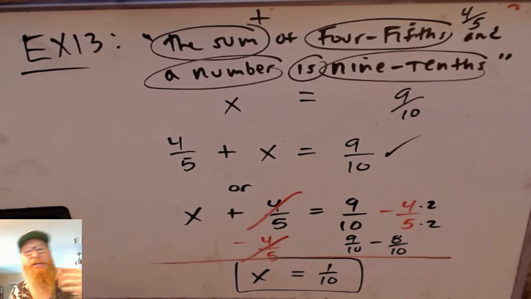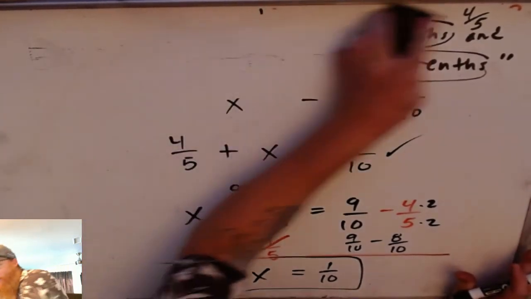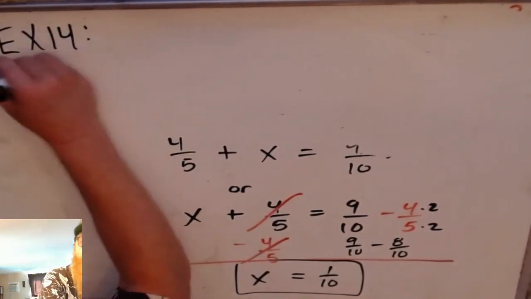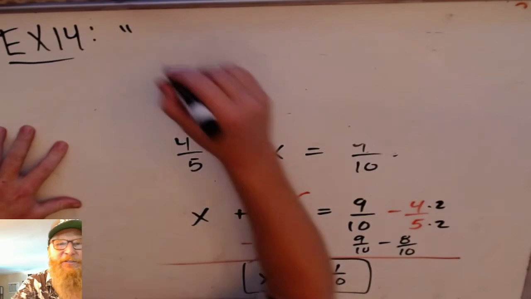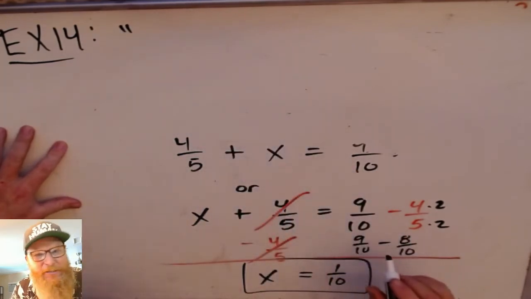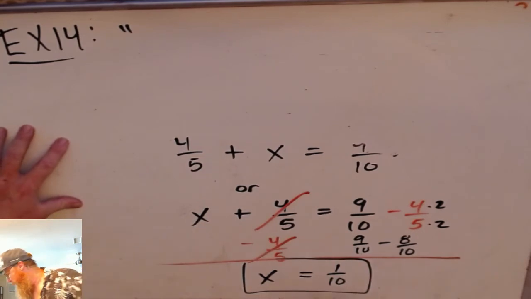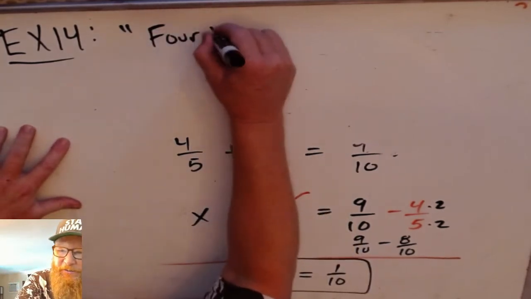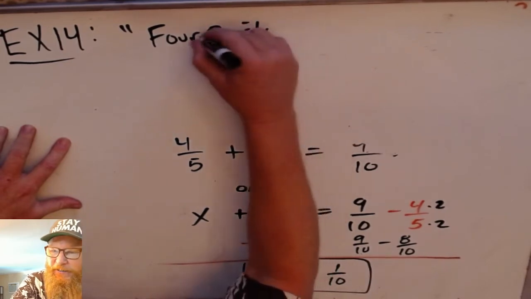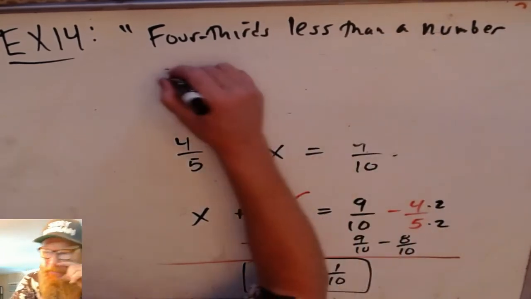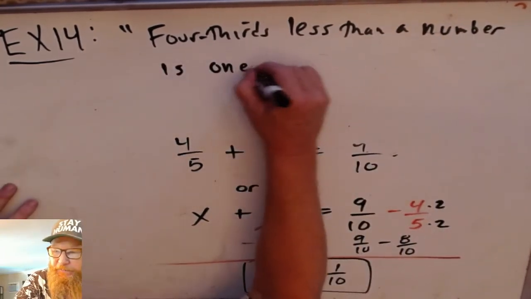Okay, and then the last one, the last of these translation problems, is the worst one. It's the one that oftentimes students get backwards. And I don't mean just students in this class. I mean students in pretty much every math class in the United States, maybe even around the world as well. 4/3 less than a number is 1/2.